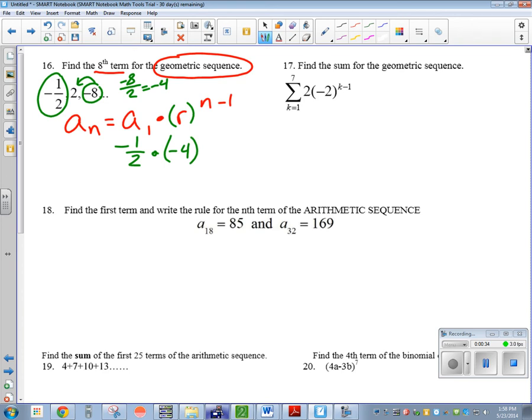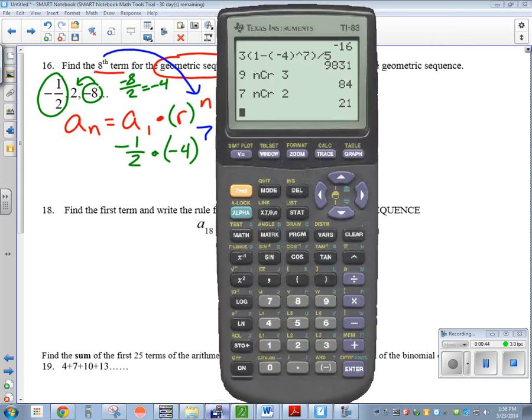N stands for the term you're looking for. So in this case, it's the 8th term. So it's 8 minus 1. So I'm going to use in my calculator the 7th power. So all I need to do is then type that into my calculator. Negative 1/2. Parentheses, negative 4 to the 7th.